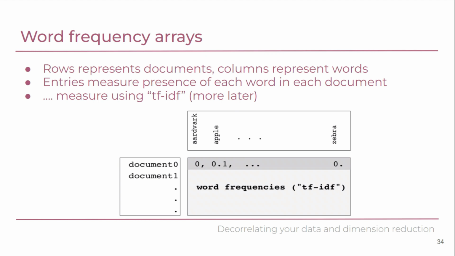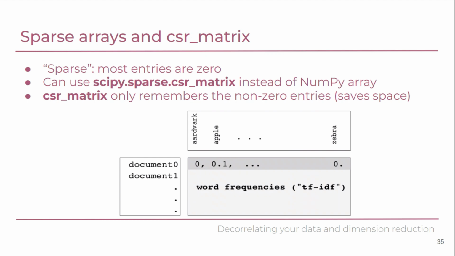In a word frequency array, each row corresponds to a document, and each column corresponds to a word from a fixed vocabulary. The entries of the word frequency array measure how often each word appears in each document. Only some of the words from the vocabulary appear in any one document, so most entries of the word frequency array are 0. Arrays like this are said to be sparse, and are often represented using a special type of array called a csr_matrix. csr_matrices save space by remembering only the non-zero entries of the array.